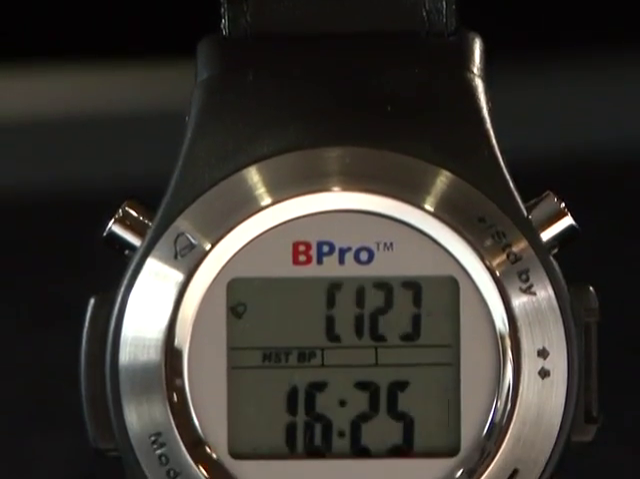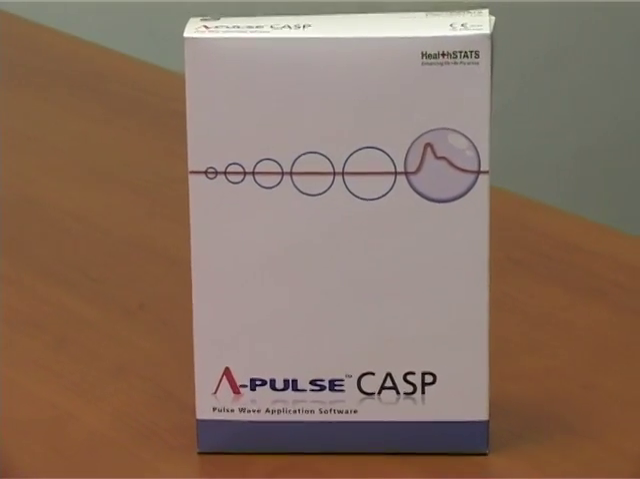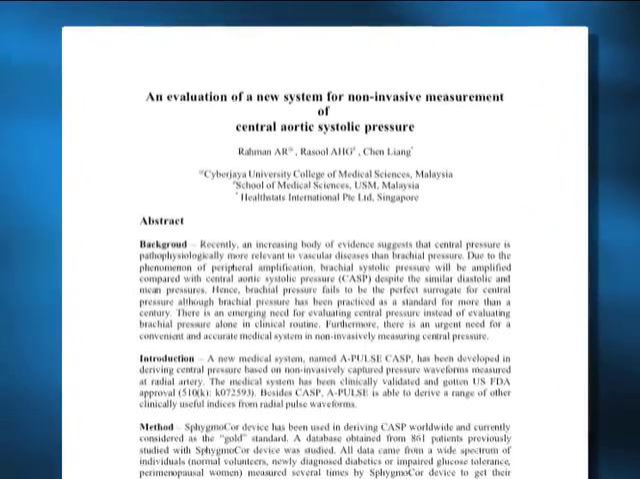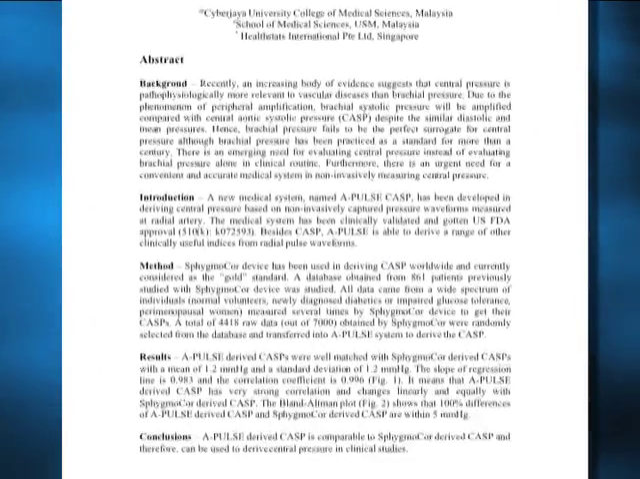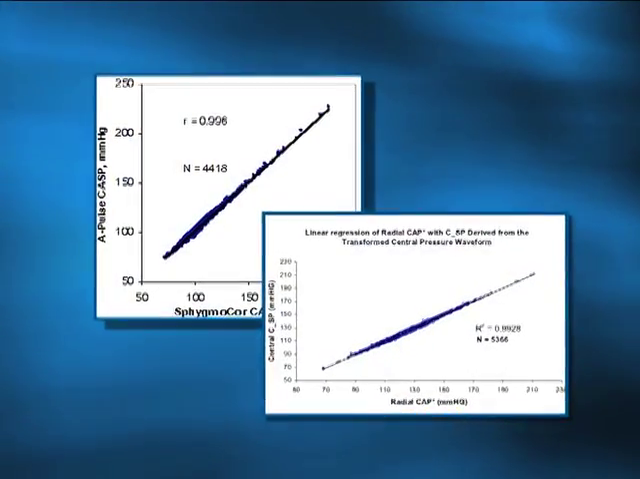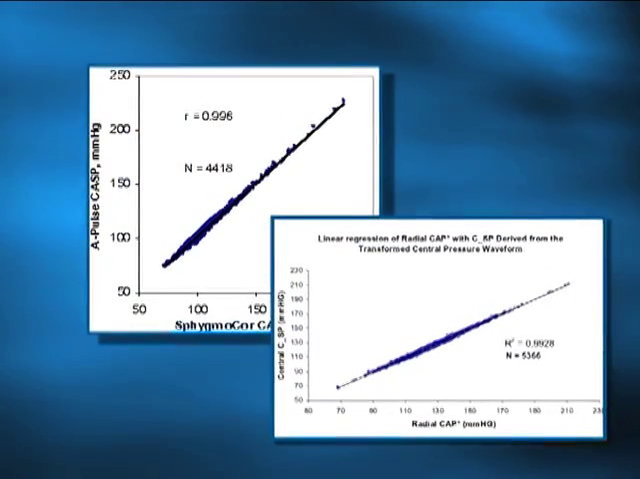We call it B-Pro, a patented, FDA-approved software which will calculate your central aortic pressure very accurately. This has been validated over more than 10,000 patient waveforms. We have done a comparison between the gold standard and our central pressure, and the accuracy is as close as 0.996. Can you imagine, with 10,000 patient waveforms, we can get that kind of accuracy?